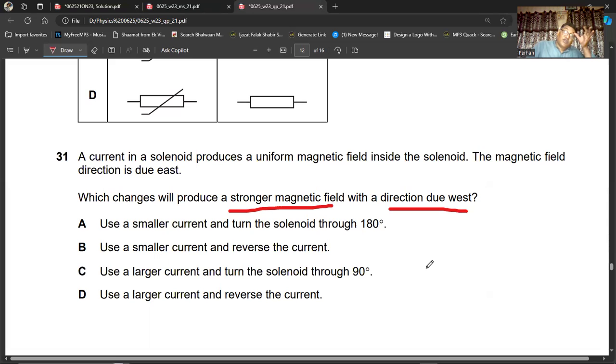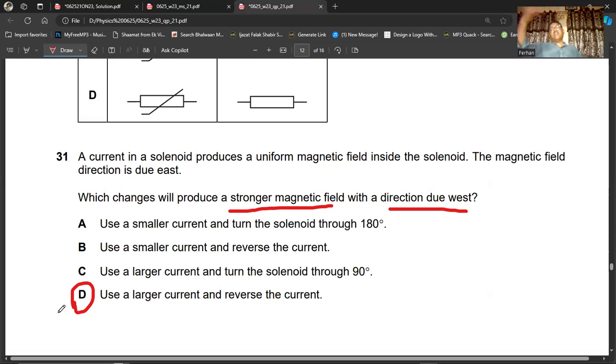Okay. So use a smaller current? No. You want a stronger magnetic field, so you cannot use a smaller current. Use a larger current, yes. And turn the solenoid through 90 degrees? No. We want a 180-degree change. Use a larger current and reverse the current. Yes, this is the choice.